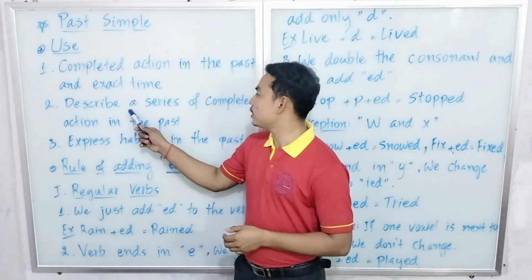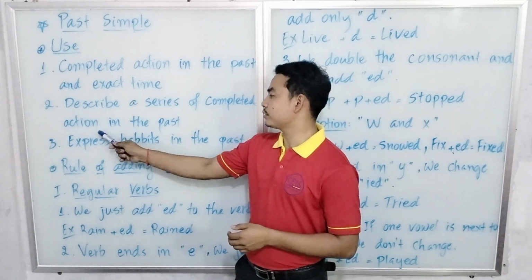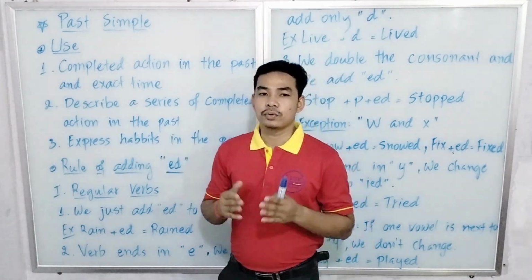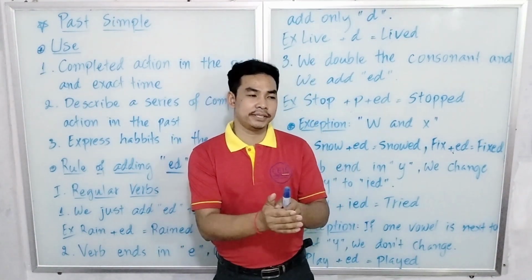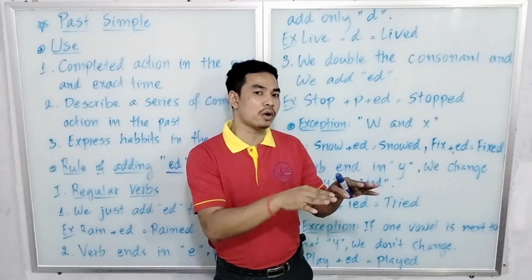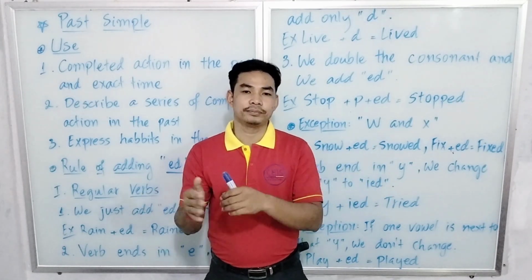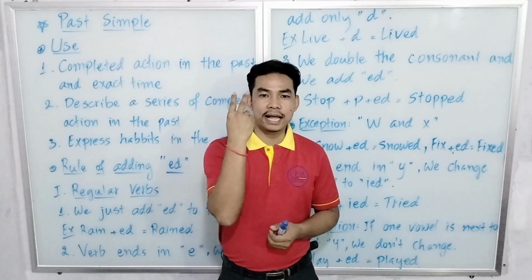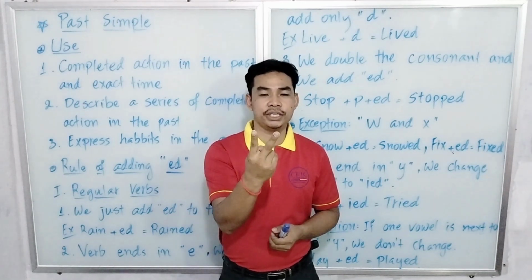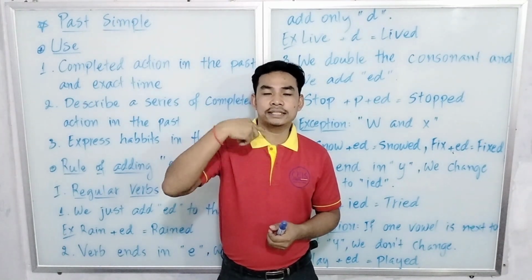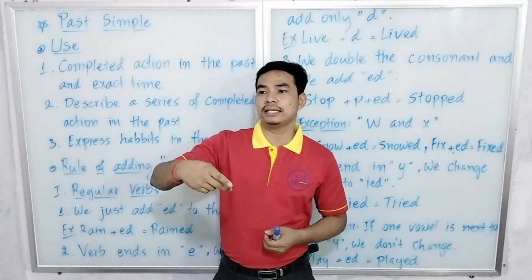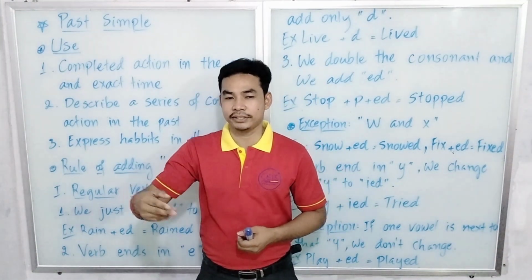Second, describe a series of completed actions in the past. Here we refer to activities that happened in order in a story or something else. So we need to know that more than one activity happened. One activity happened and another activity happened next.